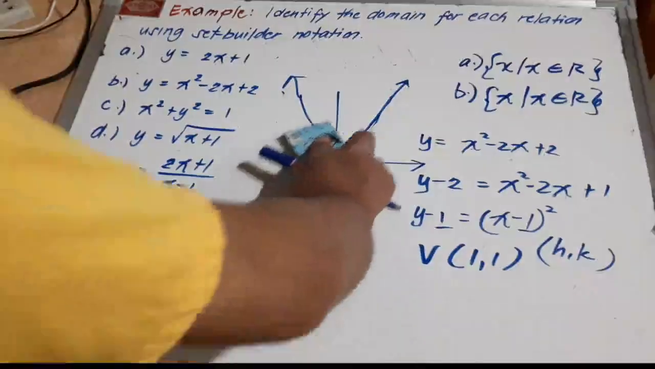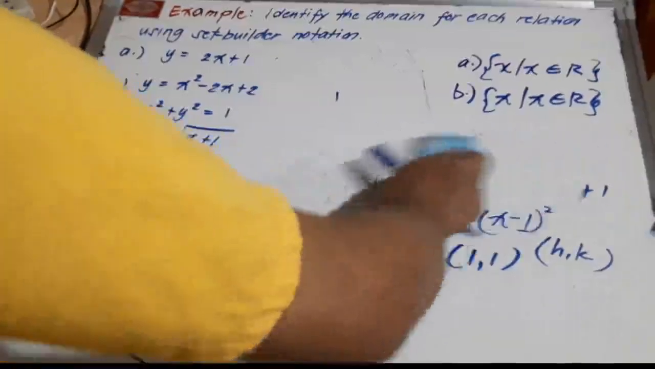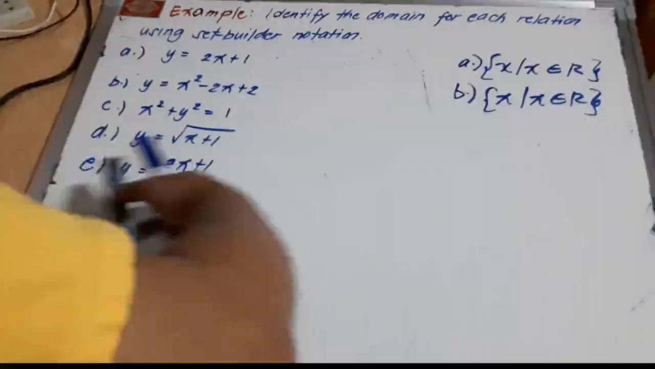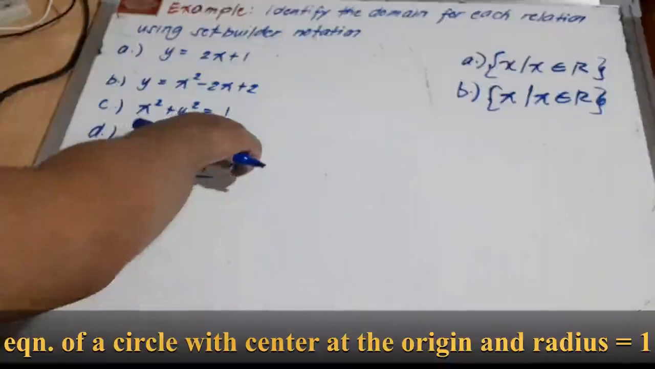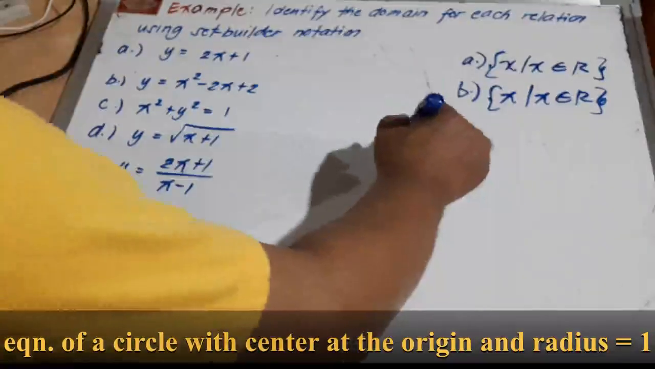How about letter C? Yung letter C natin, this is an equation of a circle na ang radius niya ay 1. Okay? Pag ganito siya.